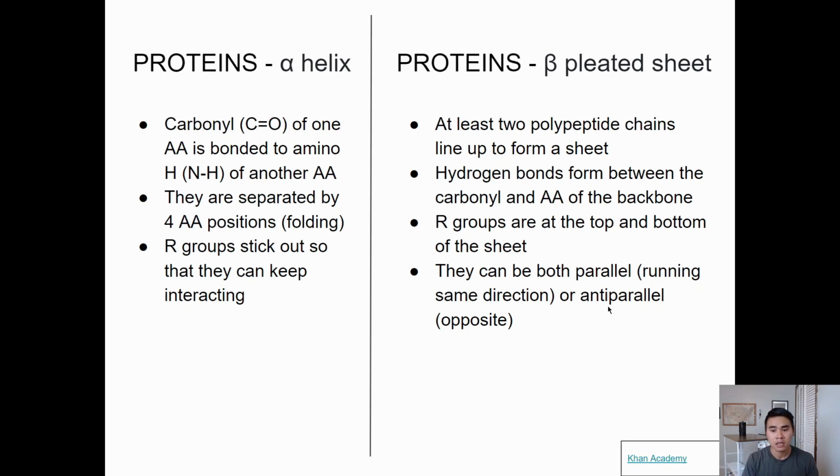Just like DNA, which runs 3' to 5', and then 5' to 3'. So they run opposite directions of each other, kind of like my hand. This is like the same direction. This right here is the opposite direction. So you look at my fingers, they're opposite directions. This one, they're the same direction. That's anti-parallel. Parallel is they're running the same direction. So they could be either or.